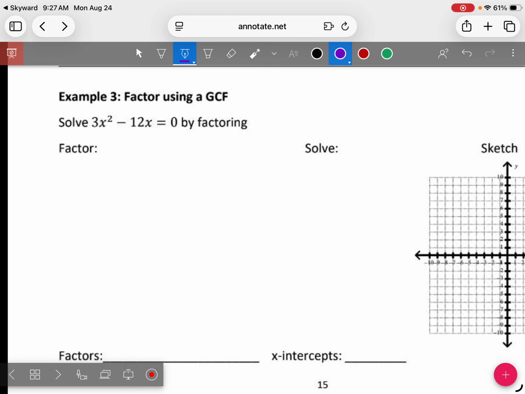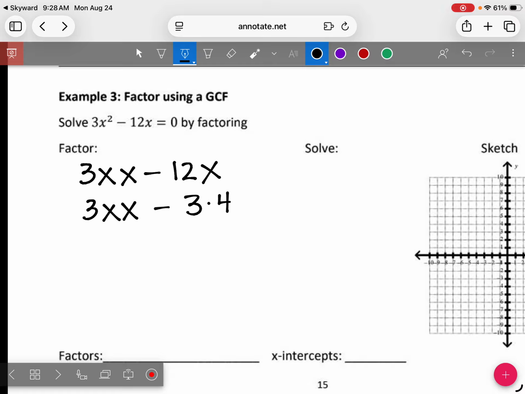I have 3x squared minus 12x. Let me write it out the long way. This is what I always ask myself when I'm looking for my GCF. I'm noticing that this first term has a number. Is there a way I can break down the 12 with the number 3? How many times does 3 go into 12? So what I can do, and this is optional, is write this as 3 times x times x minus 3 times 4 times x.